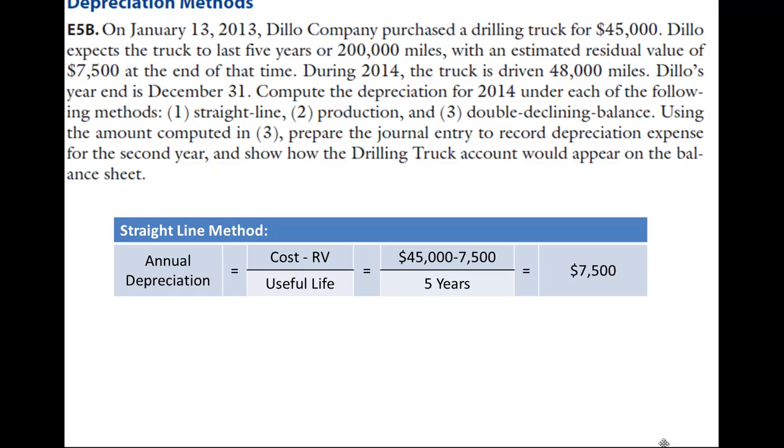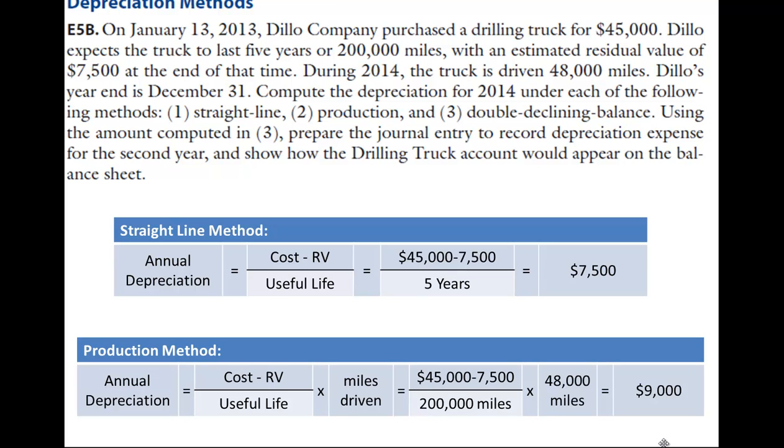Now the production method is similar to the straight line method, only our useful life is based on the production. In this case, the number of miles we believe we can drive our truck. So we still take our cost minus residual value divided by useful life. However, in this case, our useful life is not based on time, it's based on miles. We then take that times the miles driven for each year. In this situation, we estimate that this truck will last 200,000 miles.